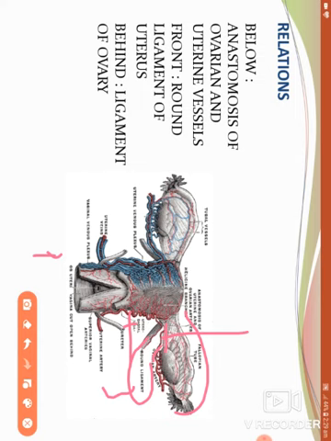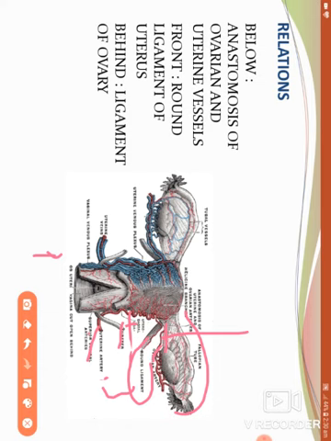Then see here, the lower part relates to the cervix of the uterus. There is a uterine artery and ureter there. The ureter lies posteriorly, and the uterine artery crosses from lateral to medial, anterior to the ureter. See here, this is the ureter, this is the uterine artery. This uterine artery crosses from lateral to medial, anterior to this ureter.